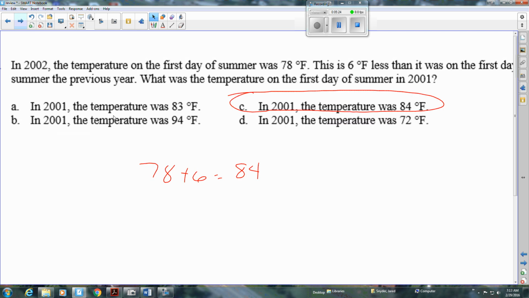That's it. The temperature in 2002 on the first day of summer was 78 degrees Fahrenheit. This is 6 degrees less than it was the first day of the previous summer. What is the temperature on the first day of summer in 2001? We have 78. The previous year is 6 more than that, so you get 84 overall.